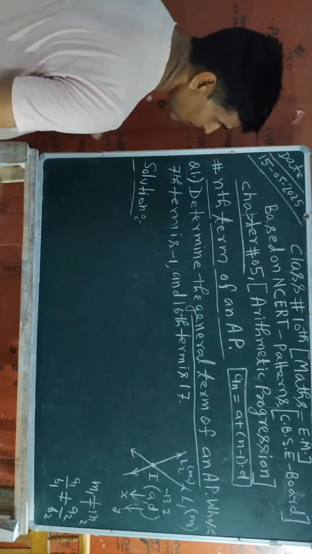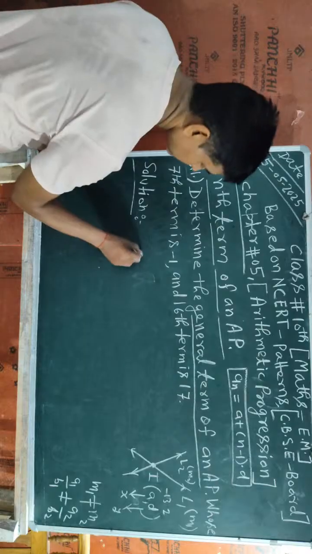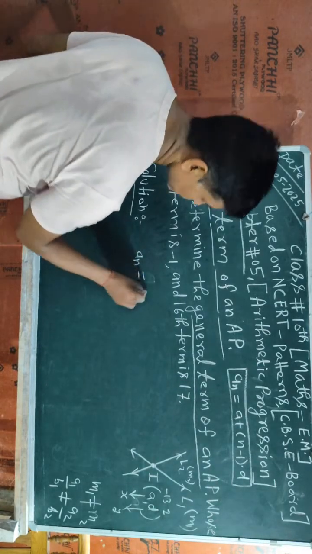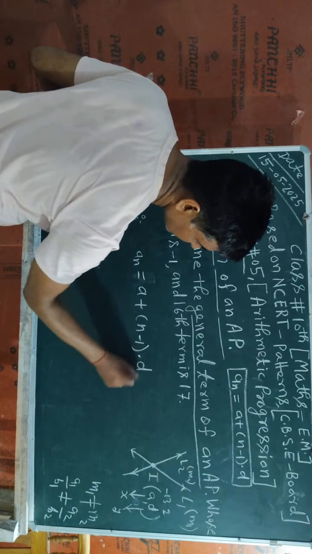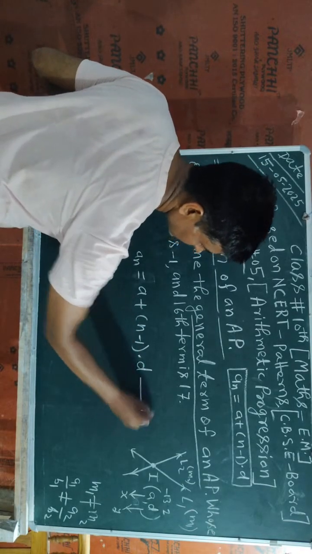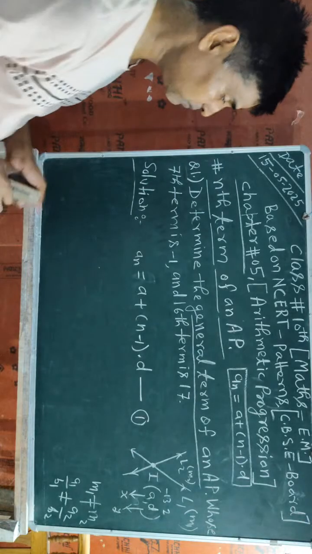So here I will write the above information: an is equal to A plus n minus 1 into D. I have assumed this is equation number 1. I have already assumed it previously.